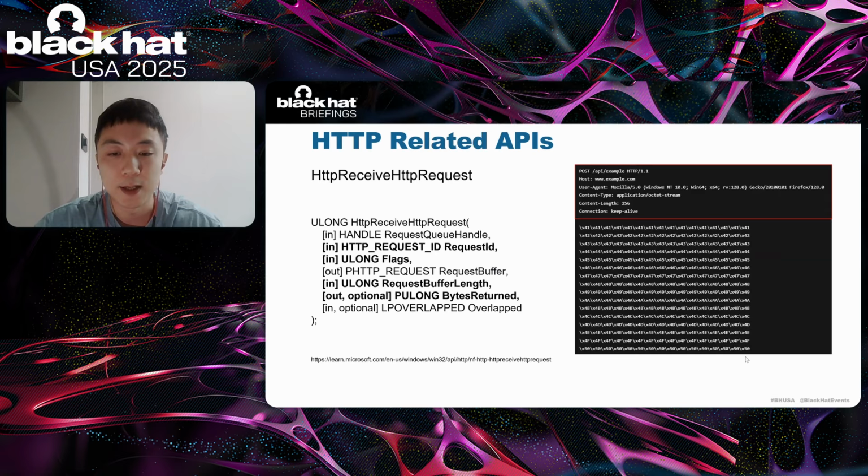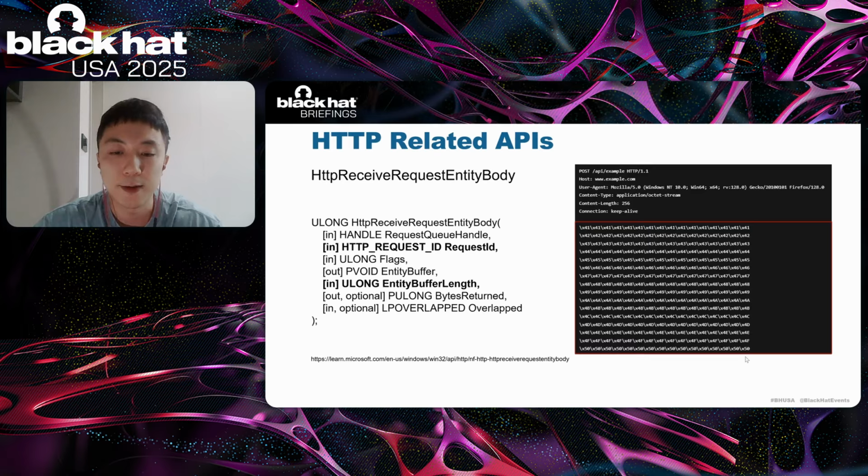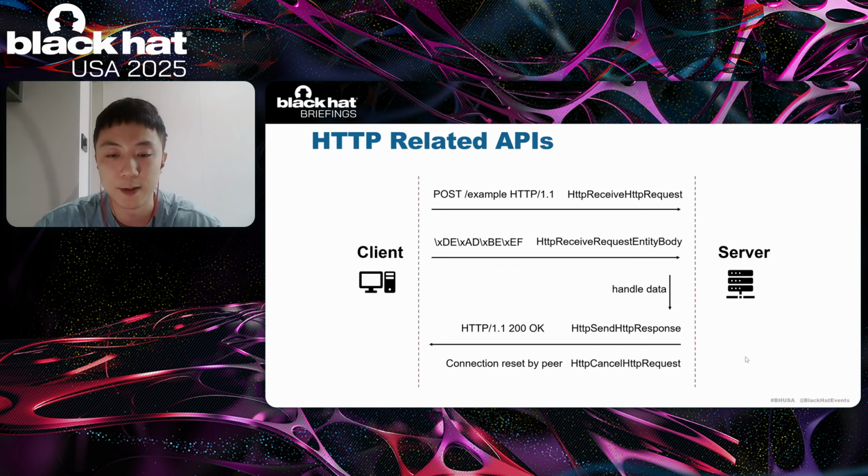HTTP services involve two important HTTP API functions. The first one is the HttpReceiveHttpRequest function, which is responsible for receiving HTTP header data. The service calls the HttpReceiveRequestEntityBody function to receive the HTTP body, such as in receiving POST data situations. To summarize, here's the general HTTP service processing flow.